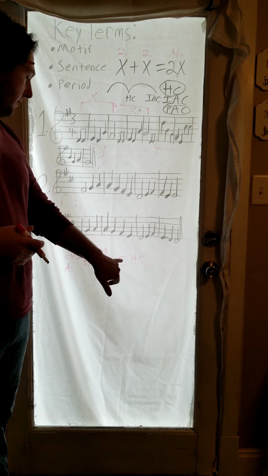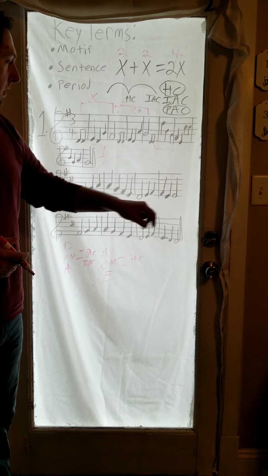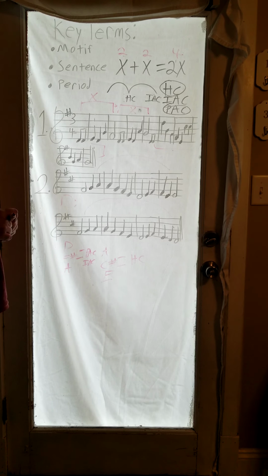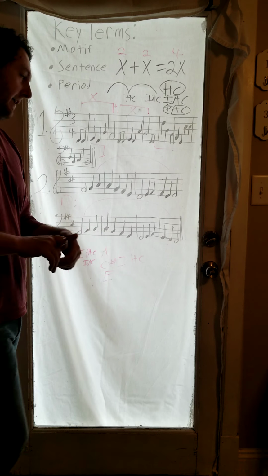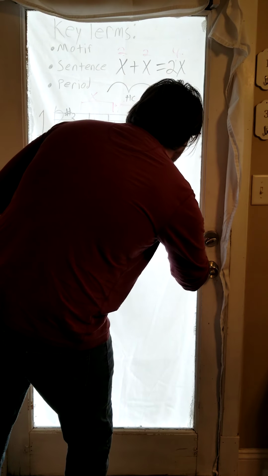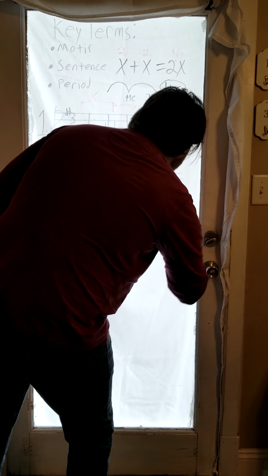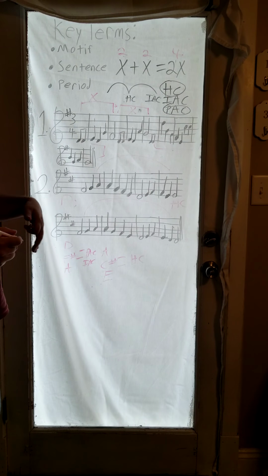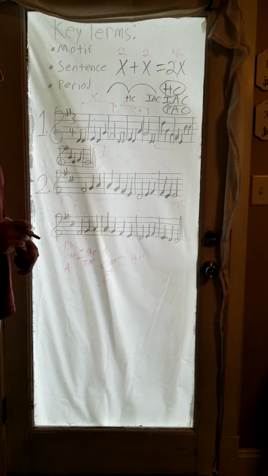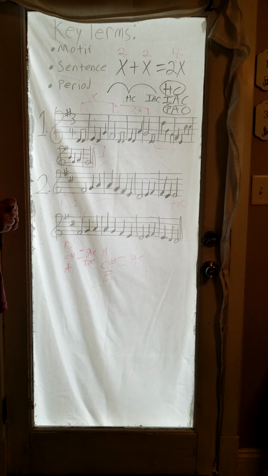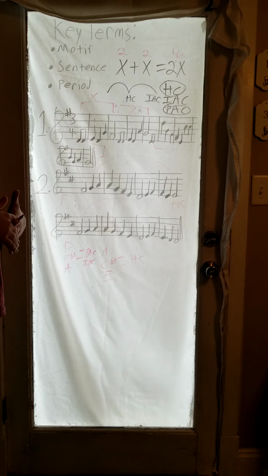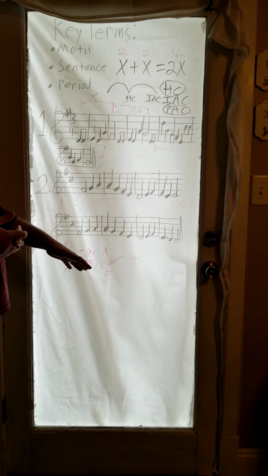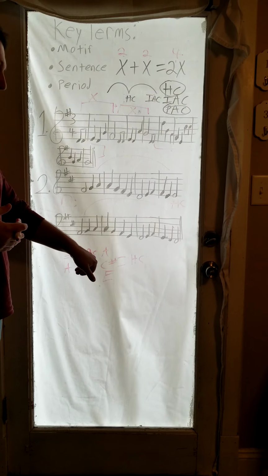Then a half cadence, either A, C, or E. Which note is that? E. That's an E. E fits into what chord? The five chord, this A major chord, this half cadence. So I'm going to put a little half cadence there, if you can see that. Good. And then this ends on what? On do. Does it end ti do or re do? Re do.